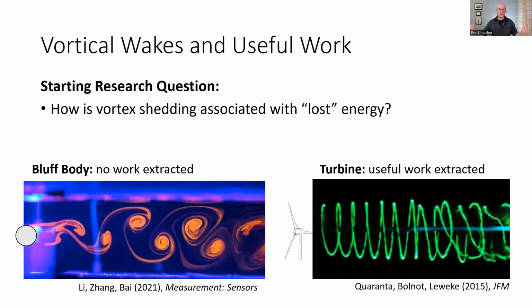So we have two extremes, right? We can have a bluff body that is generating a vortical wake, but extracting no energy while it generates some drag. Or we could have an ideal turbine that extracts as much energy as possible, generates some drag, but is still generating a vortical wake. So there must be something different about the structures of these vortical wakes that would indicate whether energy is being extracted or not. So that's the broader context that I'm interested in at a fundamental level.